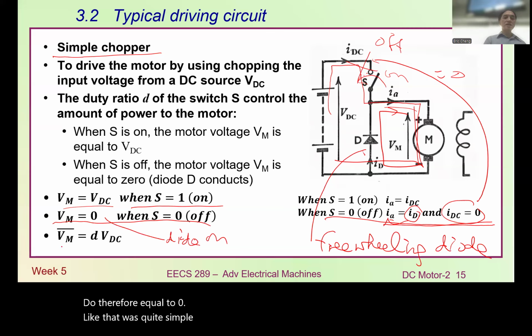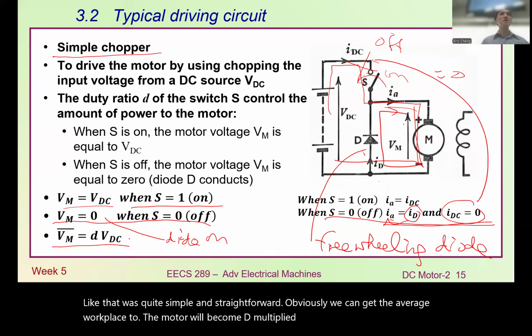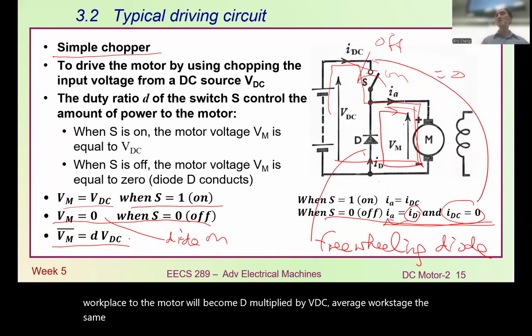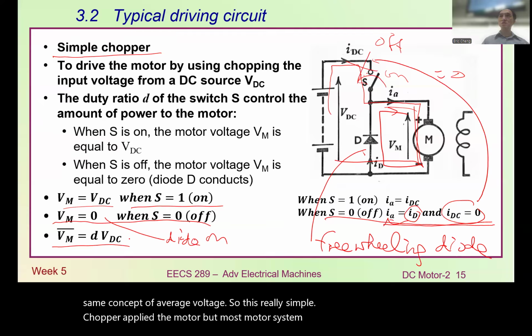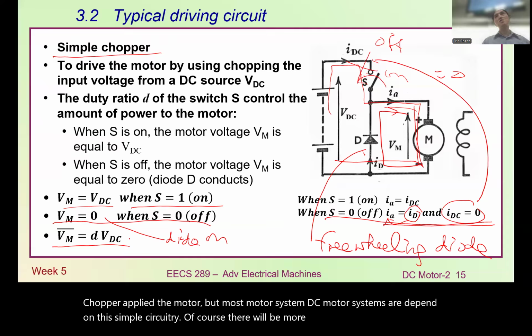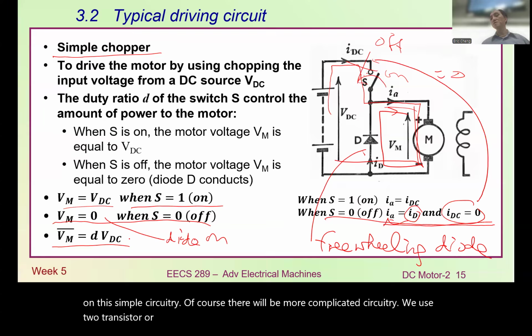Obviously, we can get the average voltage to the motor, which will be D multiplied by VDC, the same concept of average voltage. So this is a really simple chopper applied to a motor, and most DC motor systems depend on this simple circuitry. Of course, there will be more complicated circuitry, using 2 transistors or 4 transistors to do the job. But in the introduction to DC motor, we first show you using a single transistor to do the switching.